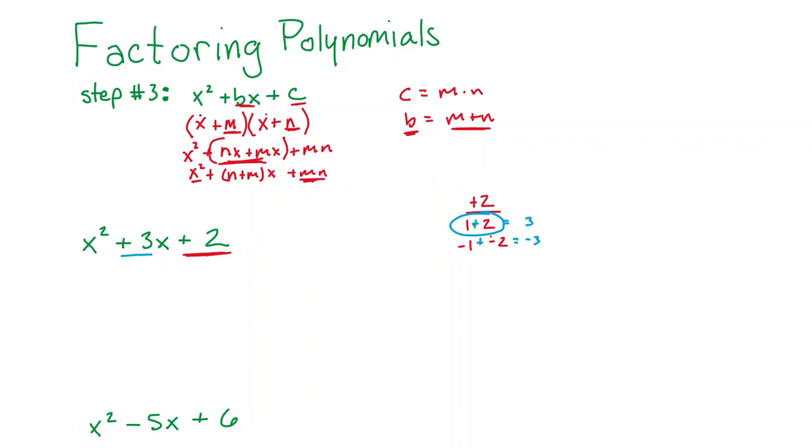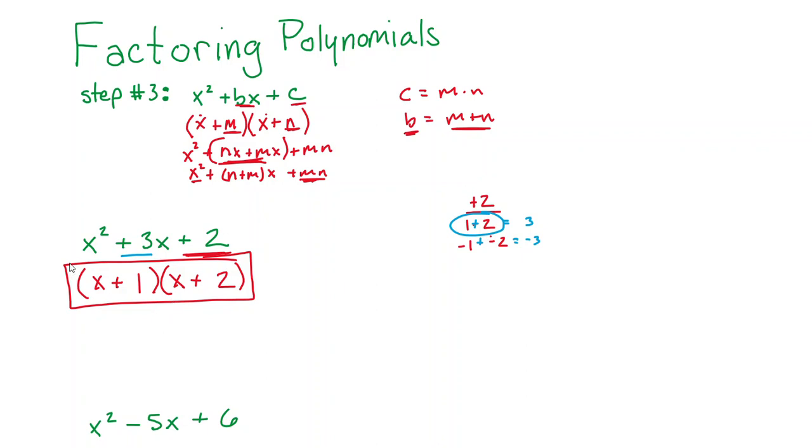And so now I can fill in my binomials. Remember, my binomials are x plus something and x plus something else, and the two somethings are 1 and 2. And there it is. And I almost don't even need to check this because it's so obviously true. x times x is x squared, x times 2 is 2x, plus 1 times x is 1x, 1x plus 2x is 3x, and then 1 times 2 is 2. So I can mentally check this.